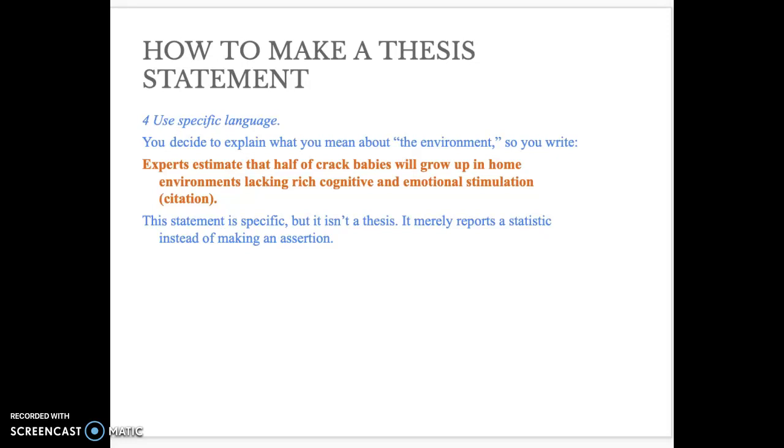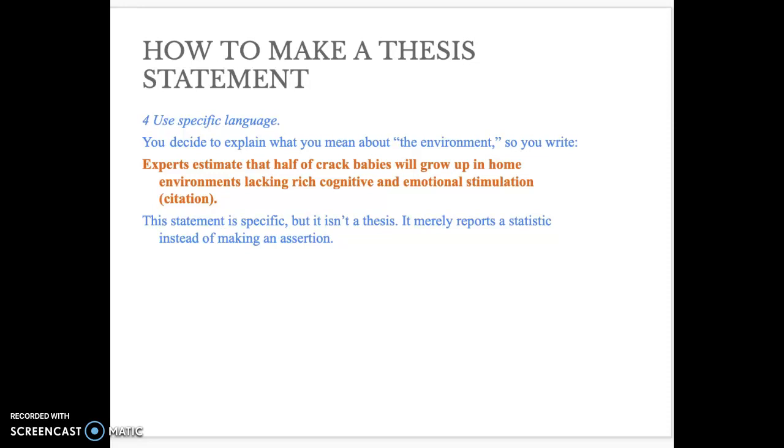The environment. What do I mean by the environment? Do I mean I'm going to be taking them away from their parents into foster care perhaps? Am I going to be providing them with after-school activities? So I need to go back to my invention stage of writing and say, what do I mean by environment?